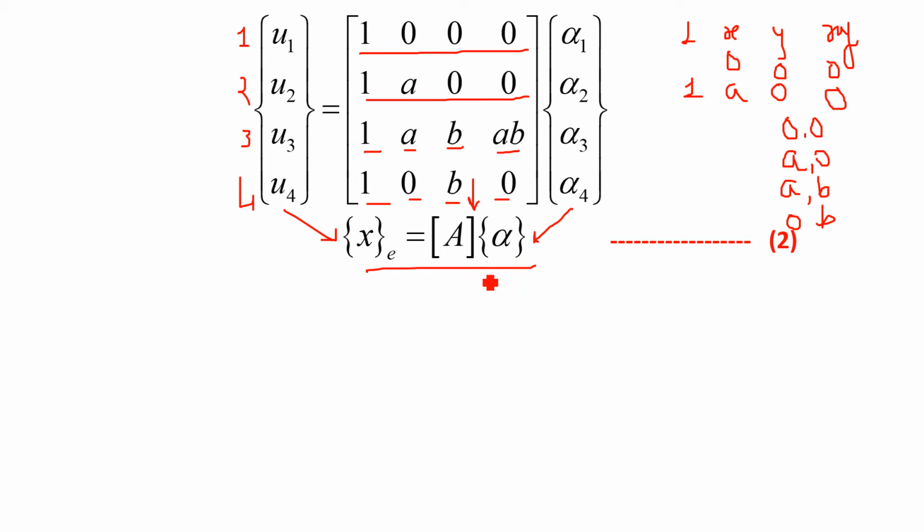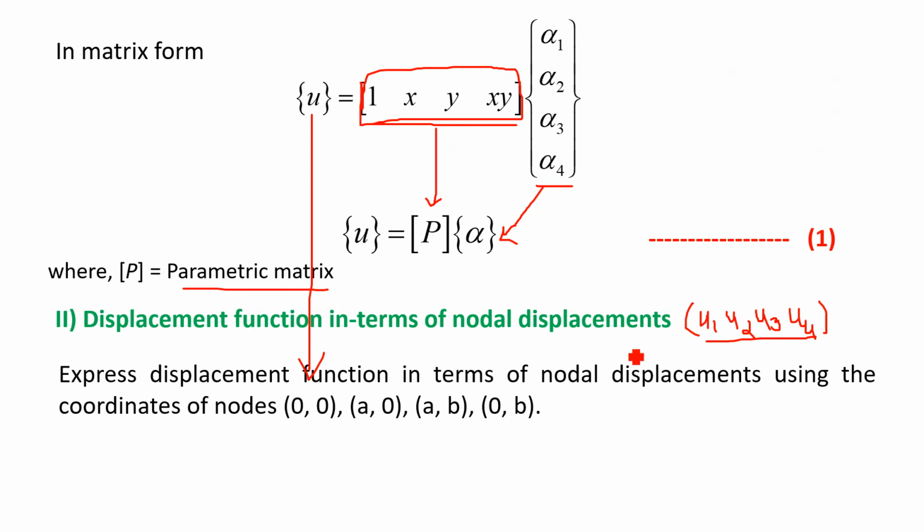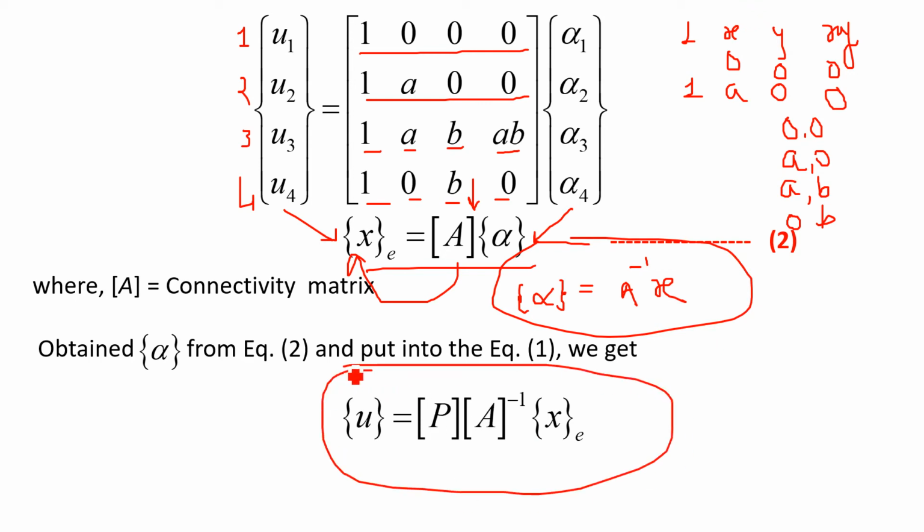Now if you calculate alpha from this, take A on the right hand side, left hand side alpha is equal to A inverse into xe. It becomes A inverse into this xe vector. So if you put this alpha in equation number 1, which we have seen in the previous slide, u equal to P and alpha is equal to A inverse into xe, so it becomes P into A inverse into xe. It is similar to previous problems. So if you substitute this value of alpha from equation number 2 in equation number 1, we will get u equal to P into A inverse into xe, where P into A inverse is called the N matrix.